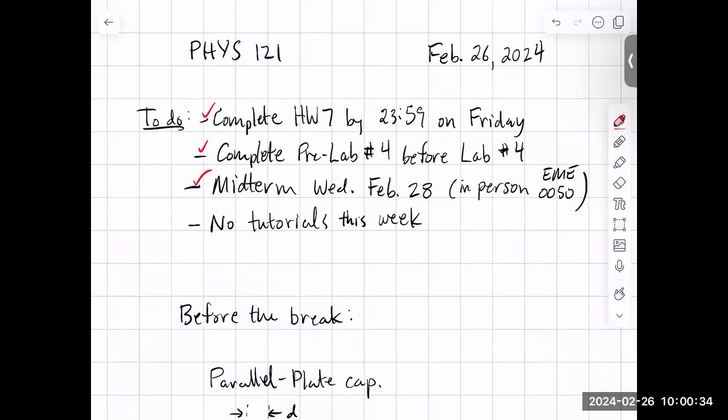It's in person in this room during the regular scheduled class time. So the format of the midterm, there'll be 2 multiple choice questions, and then there'll be 3 long answer questions. And on the long answer questions, you should try to write out your solutions in as much detail as possible. Even if you don't think you got the right final answer, if you show your work and write down some kind of logical reasoning, you can earn a lot of part marks by doing that. Okay, and then there are no tutorials this week. They will resume next week.